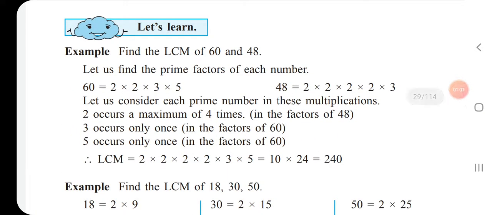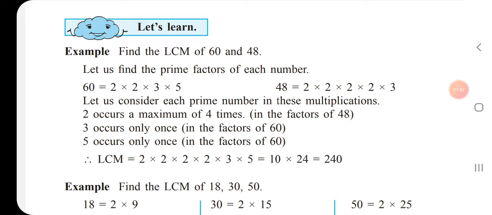With the help of an example we will see that LCM can also be calculated with the help of the vertical or horizontal method. For example, find the LCM of 60 and 48. Consider this horizontal method. We have to find the prime factors of these two numbers. By the horizontal method, 60 can be written as 2 into 2 into 3 into 5, and 48 can be written as 2 into 2 into 2 into 2 into 3.